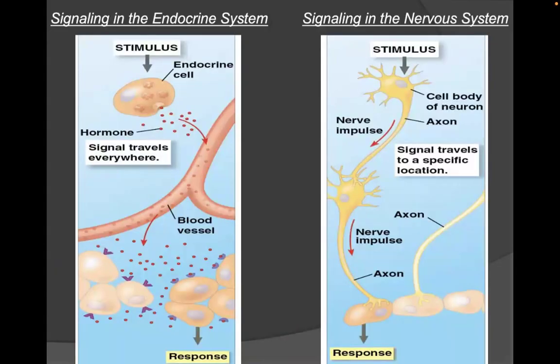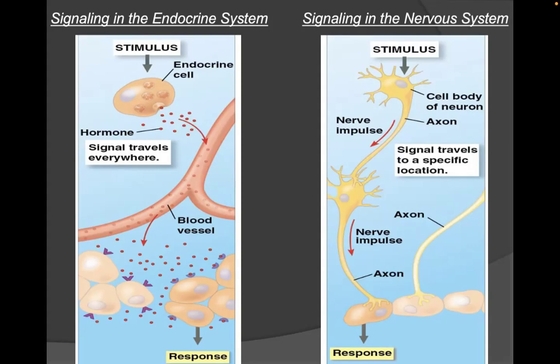This slide depicts the different signaling pathways in the endocrine and the nervous system. Note that each of them begins with a stimulus on a target cell. In the endocrine system, stimulus on the endocrine cell will lead to the secretion of a hormone or signaling molecule. This will then travel into the bloodstream via the blood vessels to eventually reach a target tissue. This will then be picked up by receptors on the target tissue to cause a desired response.